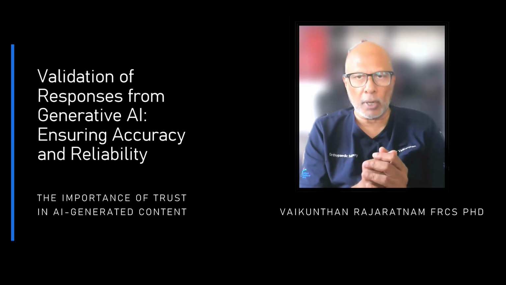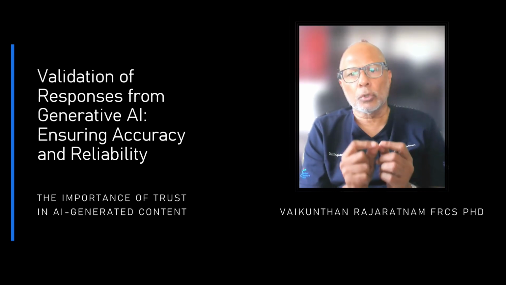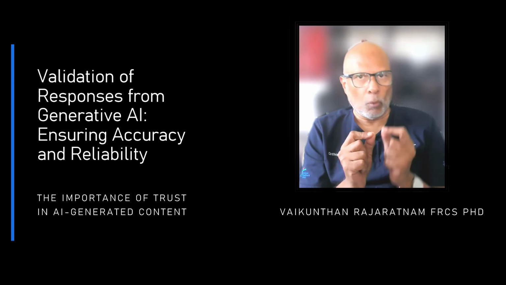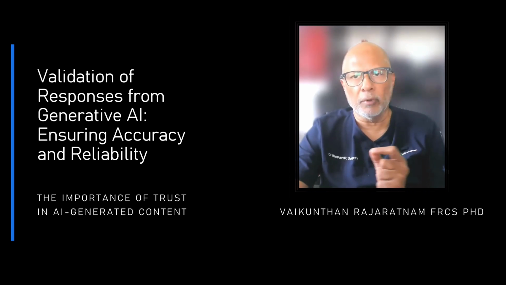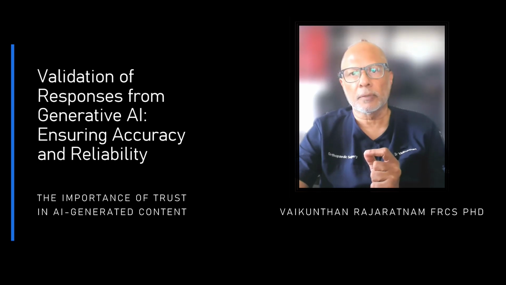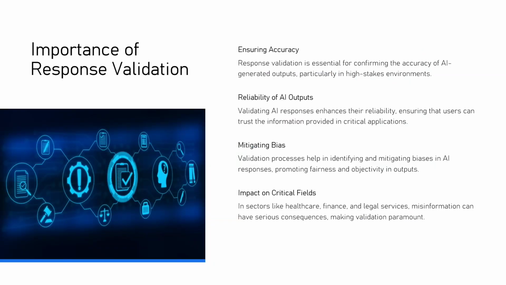My name is Vaikuntan Rajaratnam, and today I'm going to take you through the process of making sure that the response you have obtained from generative AI is accurate, relevant, and meets your needs. This is for the accuracy, acceptability, and reliability of the output based on your prompt. It also helps us to mitigate any bias based on our knowledge, and is very crucial, as this is what you are going to use and you are responsible for the content created.